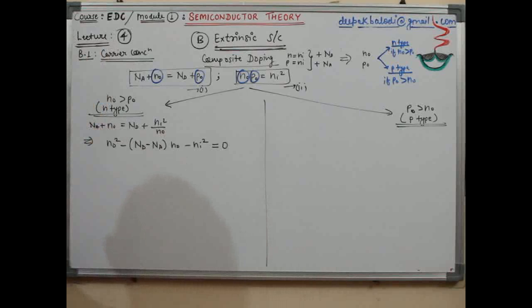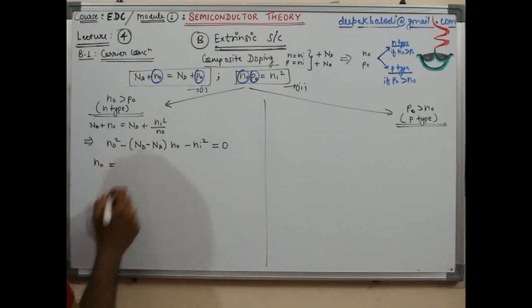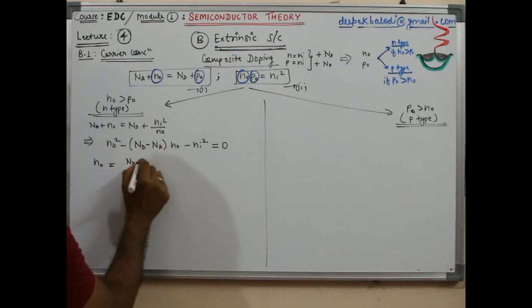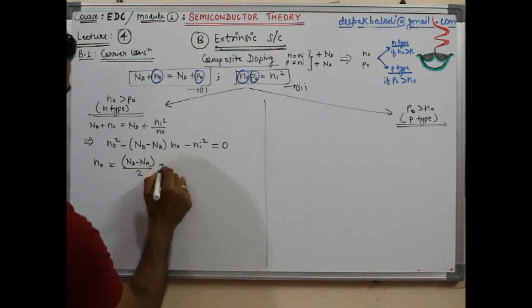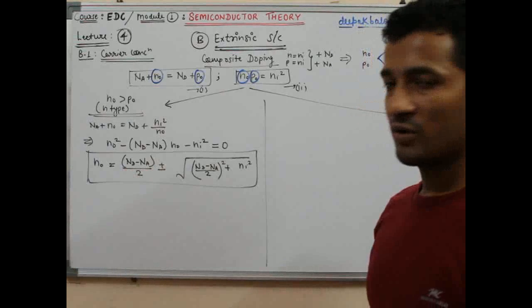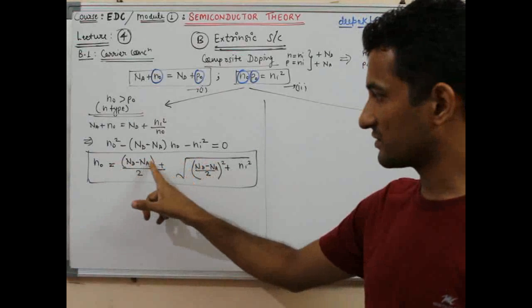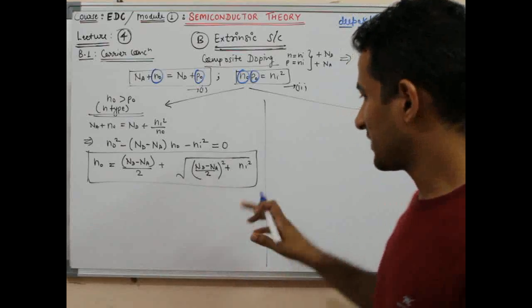So this is a quadratic equation and we know the roots of it using the Sridharacharya formula, and that is N naught is equal to minus B by 2A, so that means (Nd minus Na) by 2 plus the square root term. Because this is a difference only, we should only expect the positive sign here. The same thing happens here.